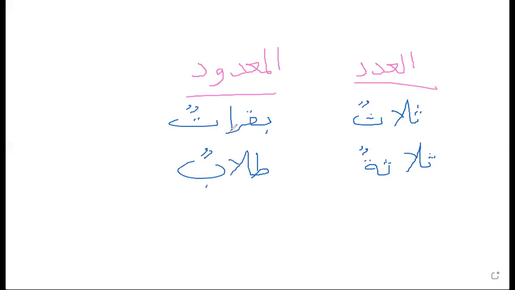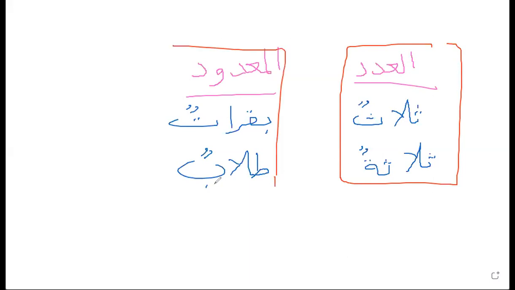Okay. Now, in the example that I've just given you, I've not connected the adad and the ma'dud together. I just gave you an example of what the adad looks like, and an example of what the ma'dud might look like. There's no relationship between these two right now. But there are different ways of building a relationship between the adad and the ma'dud. Okay. I can take you to the next page.